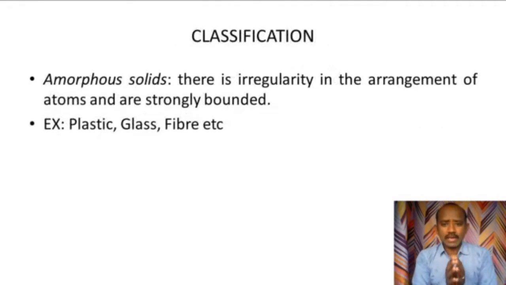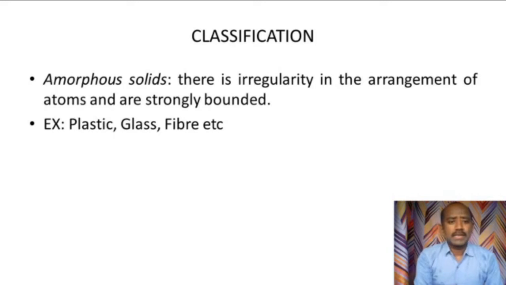The solids are classified into 2 types based on the structure. It is amorphous solid and the second one is crystalline solid. This amorphous solid is also called non-crystalline solid. Here there is irregularity in the arrangement of the atoms. Amorphous solids do not have regular symmetry. There is no regularity in the arrangement of the atoms. The amorphous solids are strongly bonded.